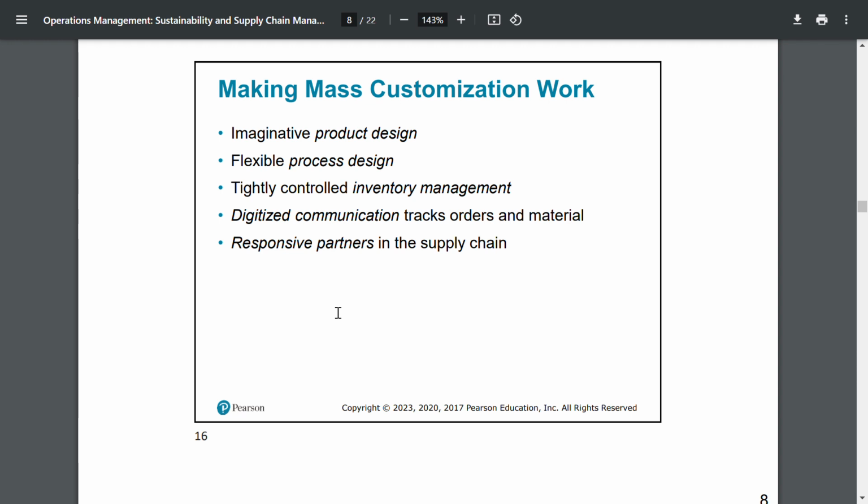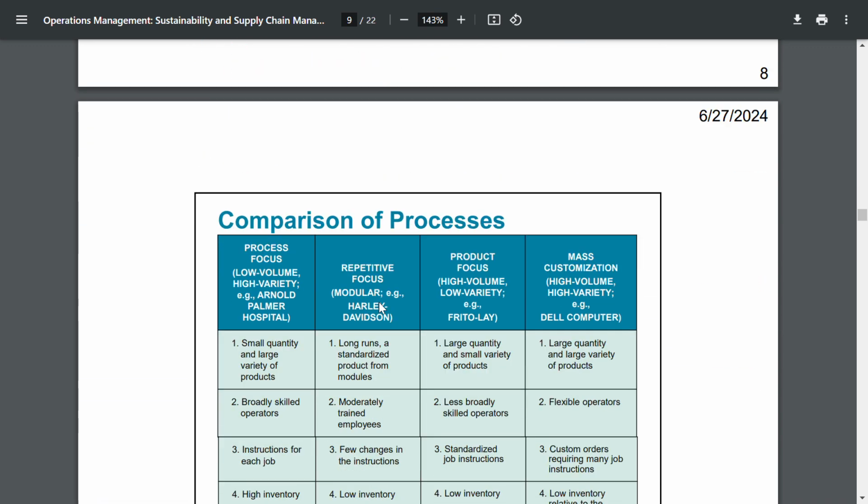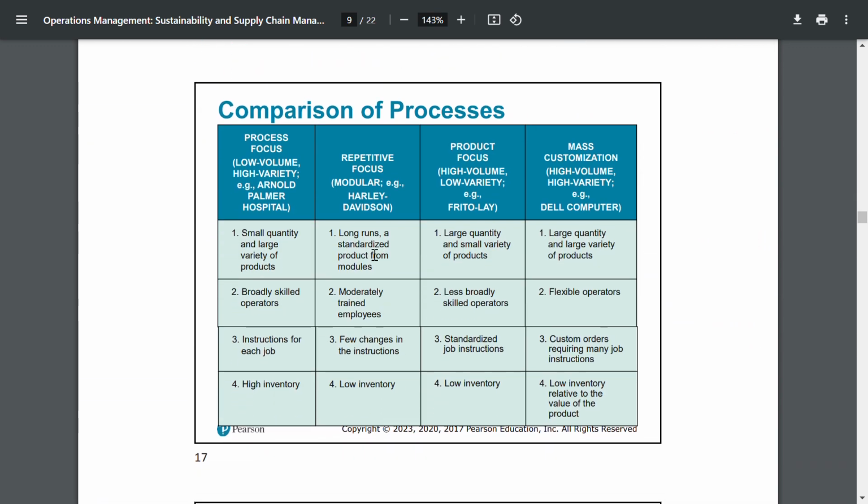Since we have the need of different materials, so we need to have responsive partners that responds to customers' demand and basically our demand in general. And so this is overall conversion of the processes. We said so the process focus, the repetitive focus, the product focus, and the mass customization. These are the four major processes and strategies for mass production.